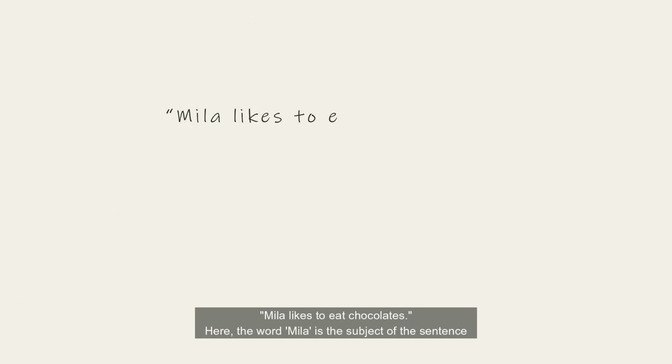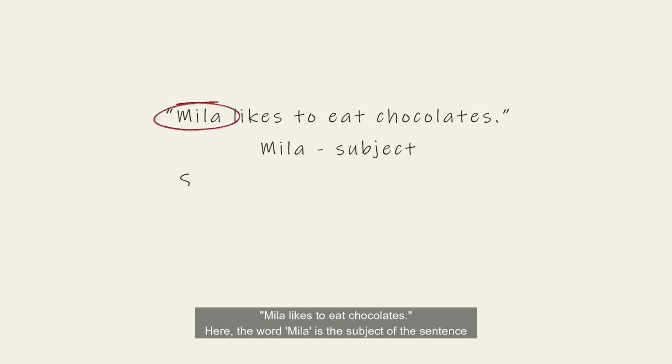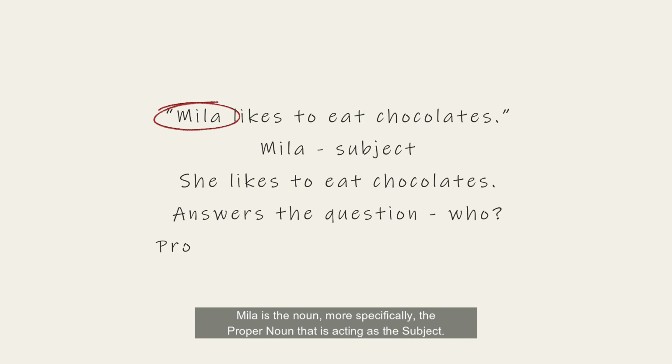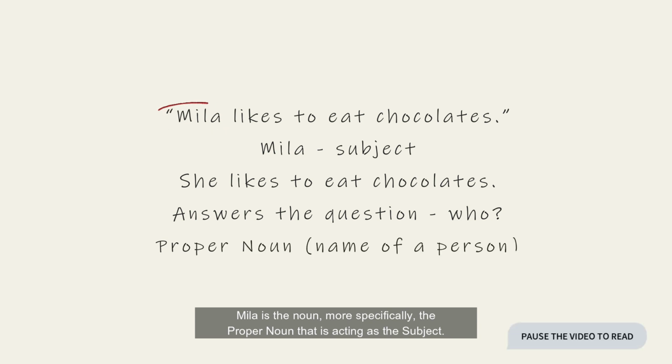Mila likes to eat chocolates. Here, the word Mila is the subject of the sentence because it is the one doing the action. Who likes to eat chocolates? Well, Mila does. Mila is the noun, more specifically, the proper noun, that is acting as the subject.